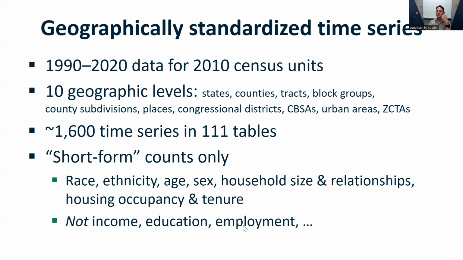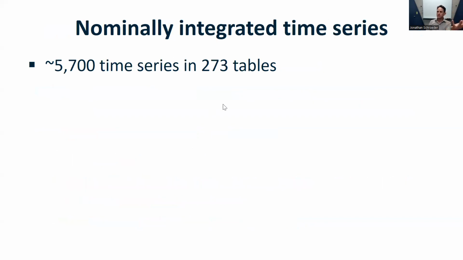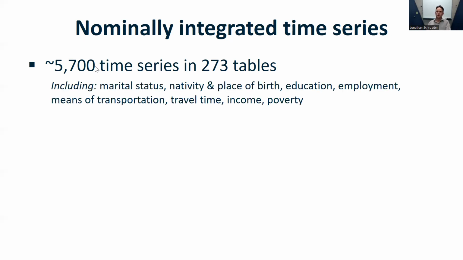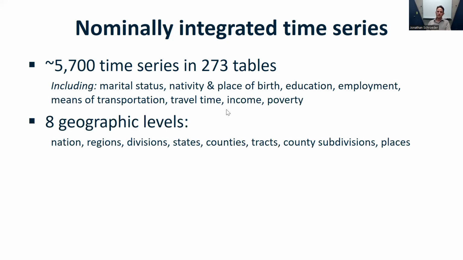For that, you can use our nominally integrated time series. This would not standardize the geographies, but you could still get data and map it at different times. You could look at the county or state level, units where the boundaries haven't changed much, and we have a much broader range of subjects covered because we do include long form data. So all of these different long form subjects are included.